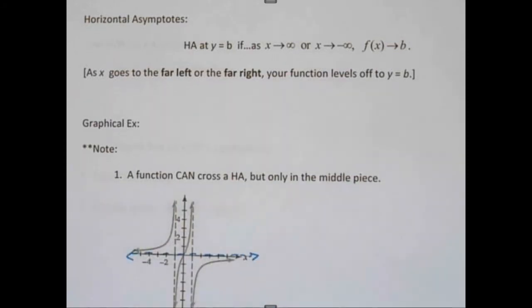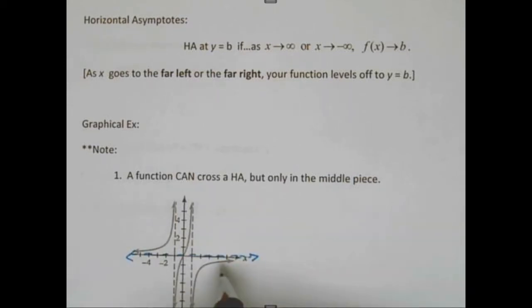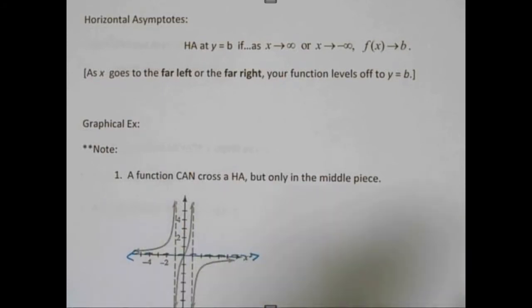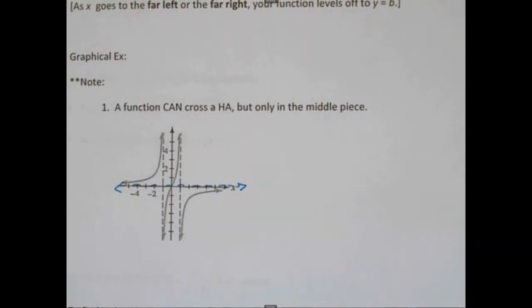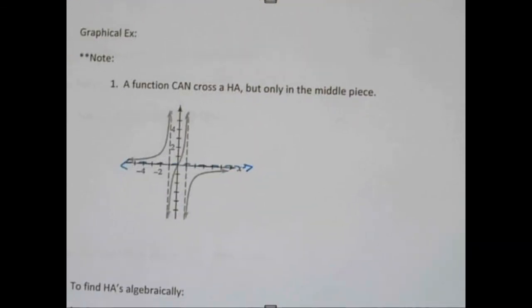And a line can, kind of by definition, cross the horizontal asymptote. But what it can't do is cross it as x goes to infinity or negative infinity. So as we get further and further right and left, the line cannot cross. And you can find these.